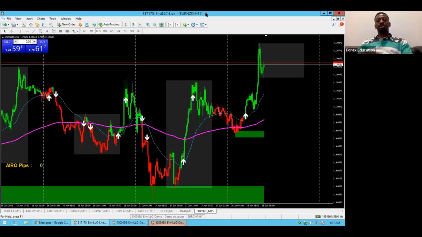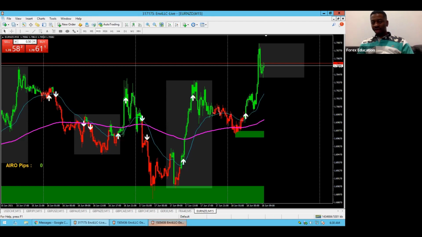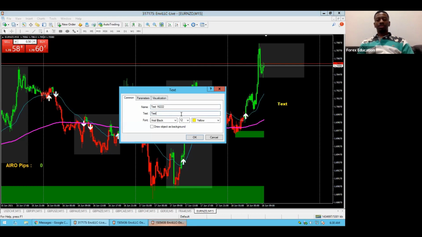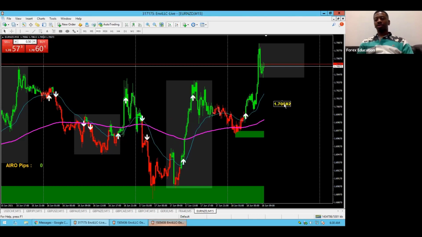All right. I'm new. What are pips? So pips are how we measure the movement of price. Let's go look at it here. As of right now, price is at 1.70582. That is current price, give or take. It's kind of fluctuating right now.